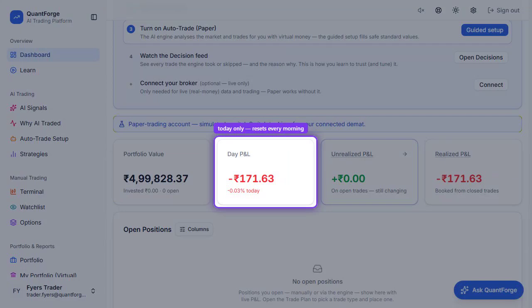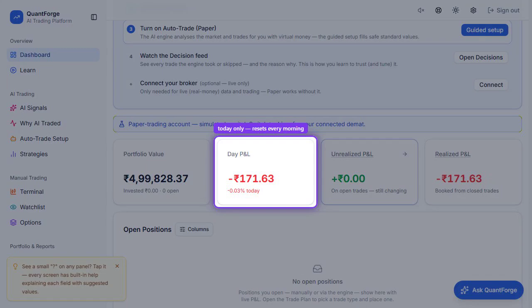Day P&L is only today. It resets every morning. The small percentage under it is that same figure against yesterday's closing value, so you can tell a big rupee number on a big account from a real move. And unrealized versus realized?